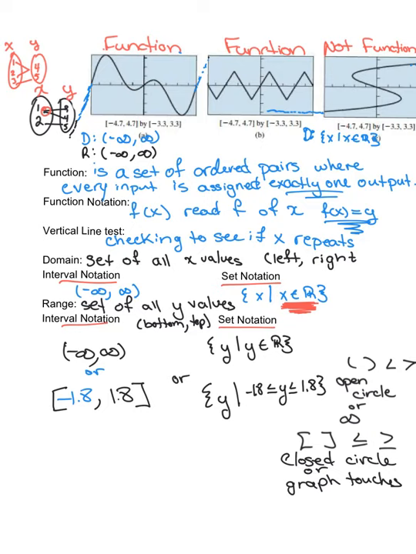And range, if you look at it, where did I extend my lines? This is extending, but not going past this value. This one's extending, but not going past this value. So I would say that the range is y such that y is in between negative 3 and positive 3.